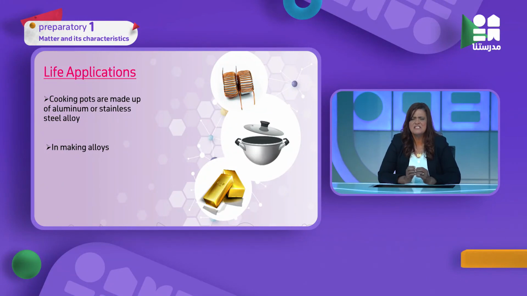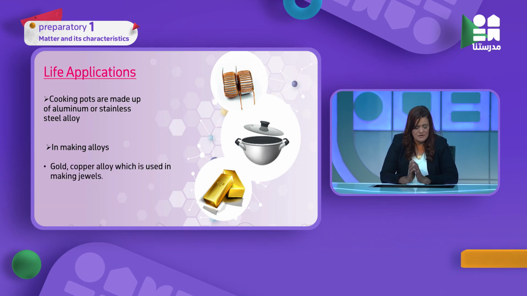In making alloys, what's meant by alloys? Alloys means mixture of matter by certain ratio. Certain quantity of 2 or 3 metals mixed together, we call it alloy. Okay? So gold, copper, alloy, which is used in making jewelries. Of course, the ring made of gold. You know that it is gold, but it's not pure gold. It is mixed with copper in order to be easily shaped. So we call it gold and copper. We call it alloy, and not pure gold or not pure copper. Okay?